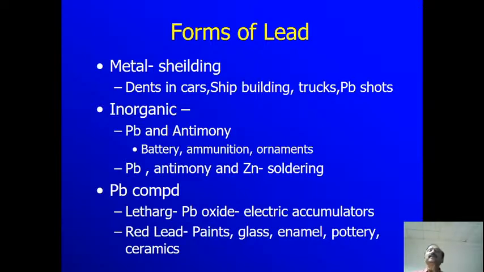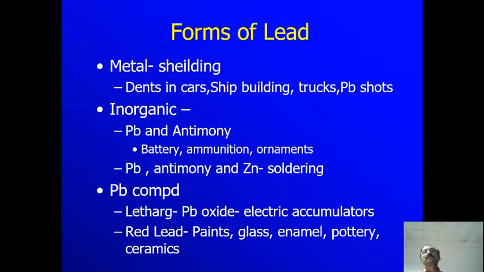Inorganic lead, that is lead and antimony together, is used in batteries, ammunition, and ornaments. Very useful in ornaments, and also, I told you, it gives you a proper finish. It also increases the weight of the ornaments, so a lot of jewelers use it for increasing the weight so that they can make a little bit of money on the side.